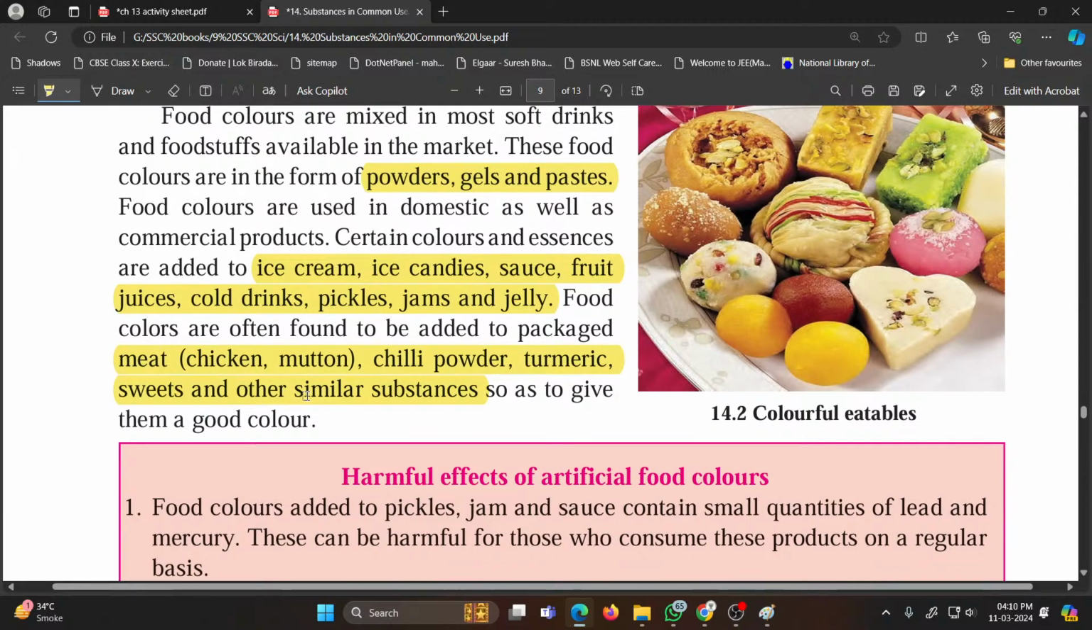So powders, gels and paste, artificial colors are used in ice creams, ice candies, sauce, fruit juice, cold drink, pickle, jam, jellies, mutton, chicken, chili powder, turmeric, sweets.